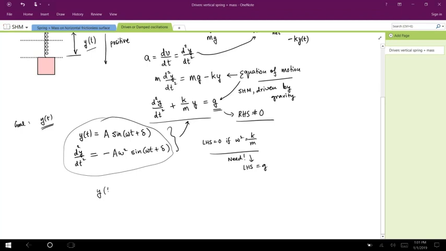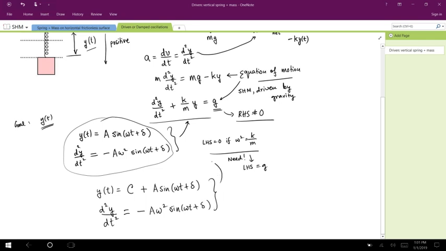So we're going to write y of t is equal to some constant, let's call it C, plus A sine omega t plus delta. Then we can take two time derivatives of y. Now remember, C is a constant, so it doesn't change with time. Because C is a constant, it's not going to contribute to the time derivative of y, so we will get the same thing. So we get negative A omega squared sine omega t plus delta.